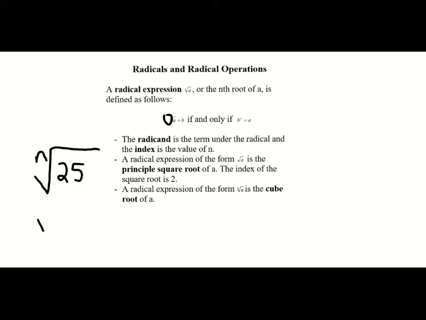Now, the one that I drew, you're probably used to seeing this, and we read it as the square root of 25. And if you'll notice, there's no number right here. If there's no number right there, it is always known that that is a 2 there. If the index is a 2, or you're looking at the square root, we don't have to put the 2 in there. You can if you want. So I could write it without the index, or if I wanted to, I could put the 2 there, but it's, again, not necessary.